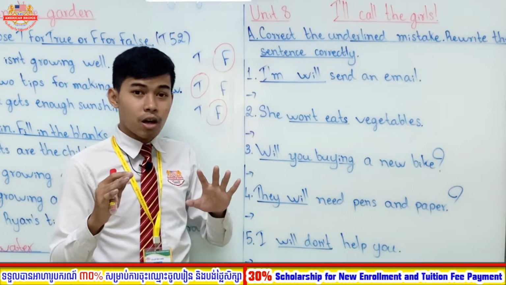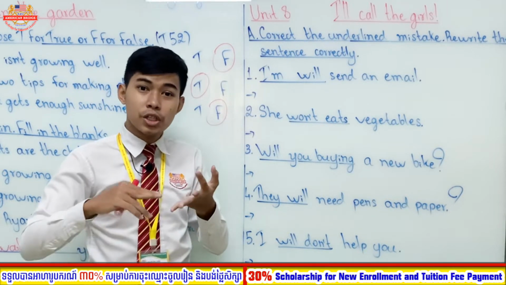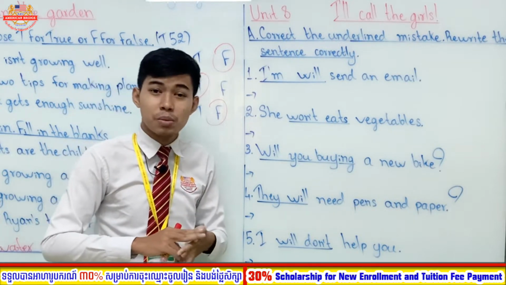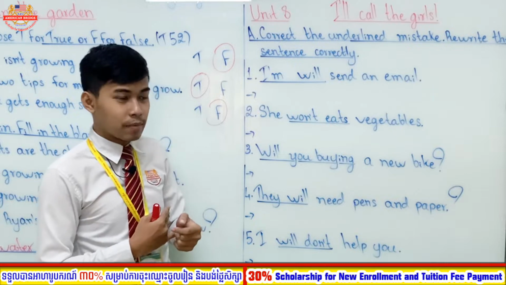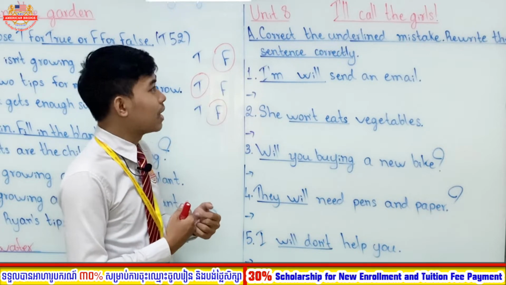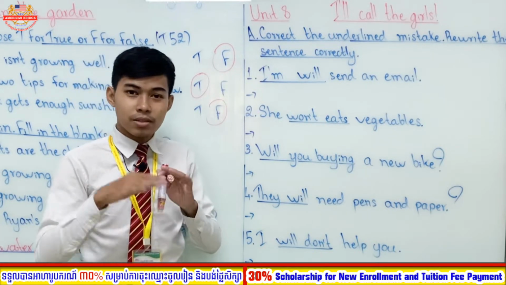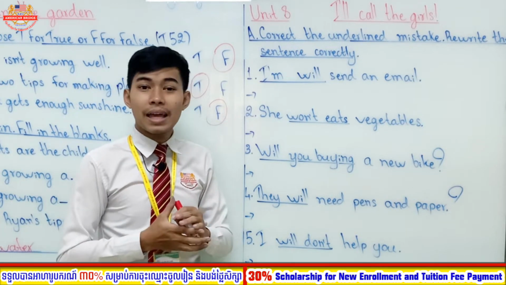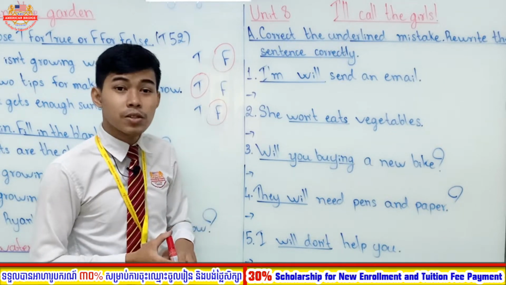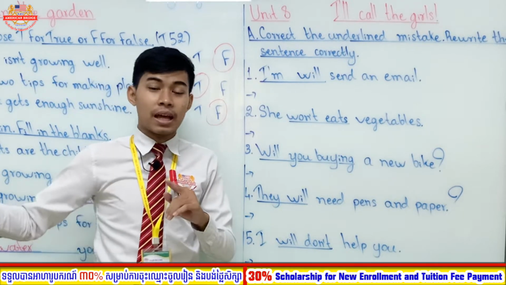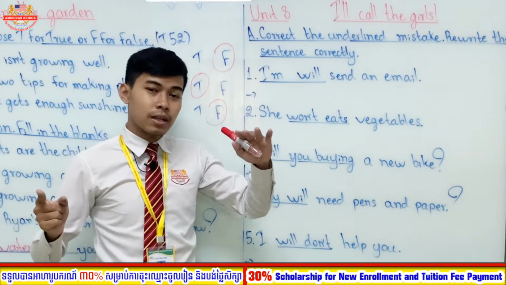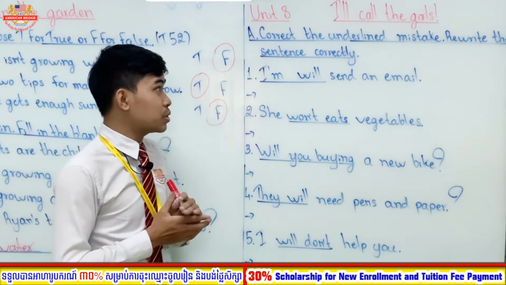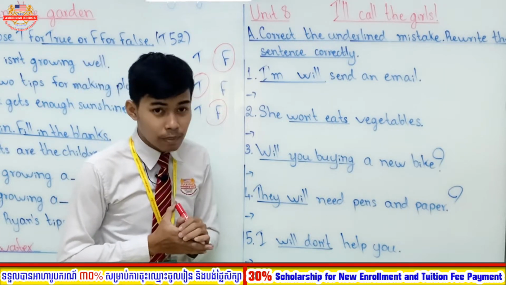So we use will to talk about future plans, to make a prediction, to make a quick decision, to make a promise, to make a request, to make an offer, and to threaten someone. Today and on Thursday, you learned about the three forms of will: the positive form, the negative form, and the question form. Remember, the question form starts with will and ends with a question mark. The positive and negative forms start with the subject and end with a full stop. Today we are going to do some exercises about will.